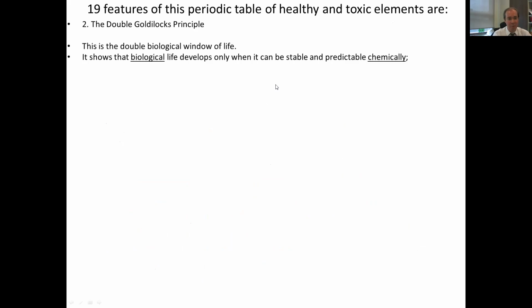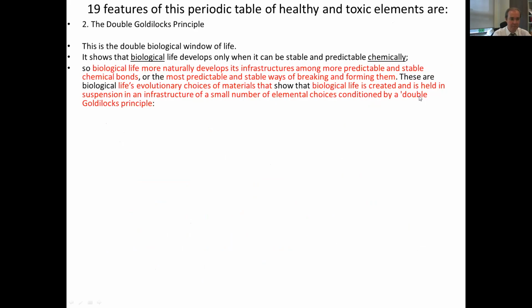Biological life develops only when it can be stable and predictable chemically. Life doesn't happen with ionic bonds. Life is really based upon stable, predictable covalent bonds. So biological life more naturally develops its infrastructures among predictable and stable bonds, or the most predictable and stable ways of breaking and forming. These are biological life's evolutionary choices of materials and show that biological life is created and held in suspension in this infrastructure of a very small number of elemental choices by that double Goldilocks principle.